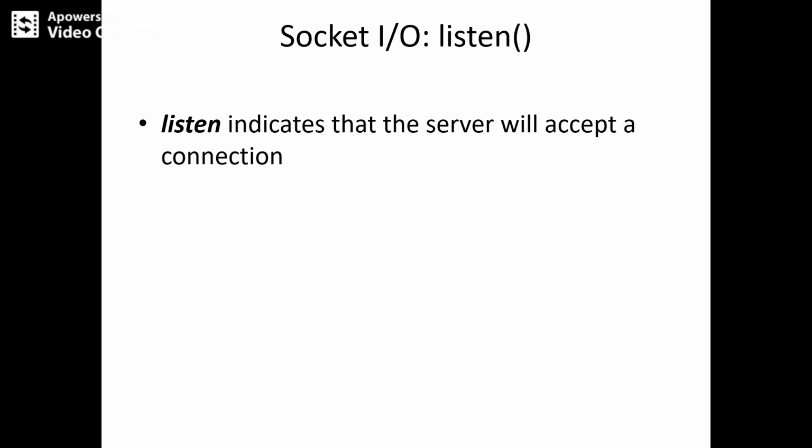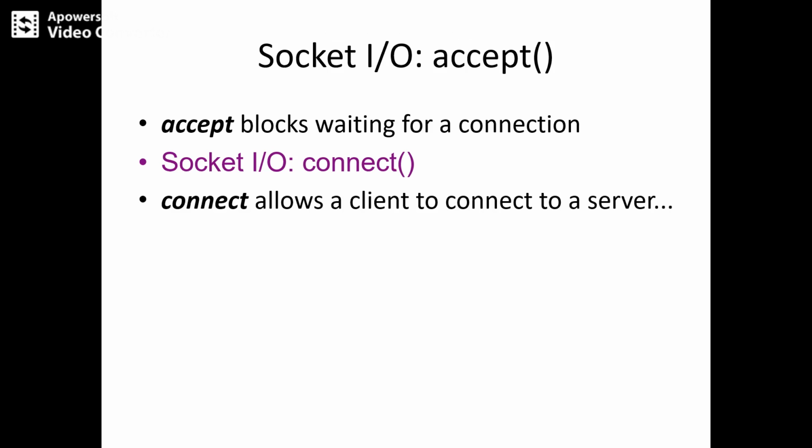Socket should be input output, that is the listen. So this listen state, the listen step, indicates that the server will accept a connection. It is ready to accept the connection on the server side, and then accept. So this is the accept system call. You can call it a block, waiting for the connection.